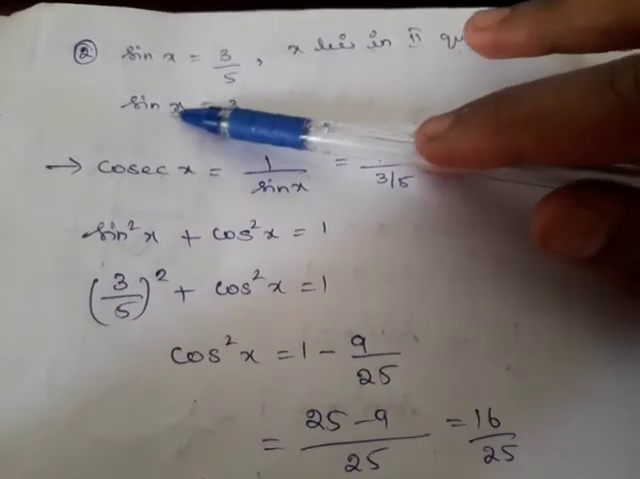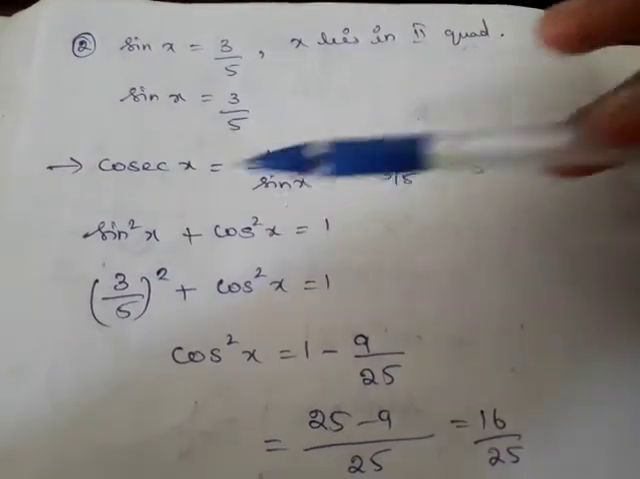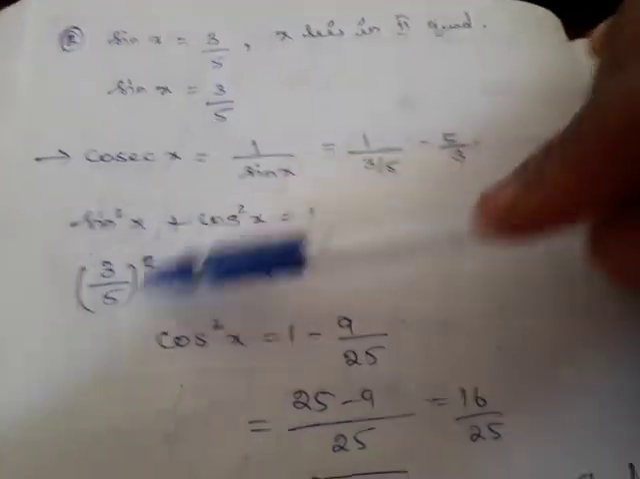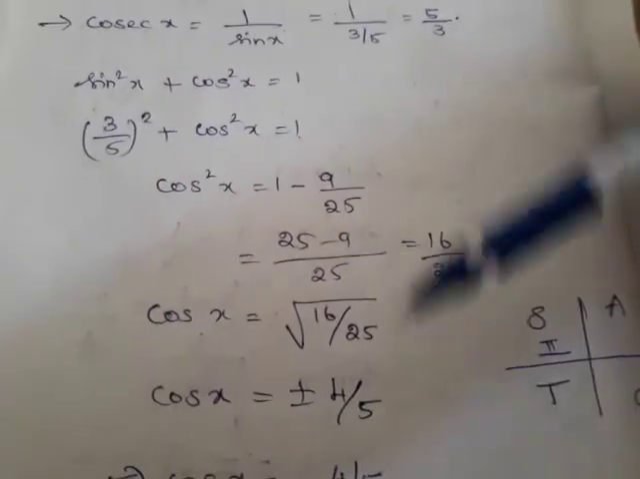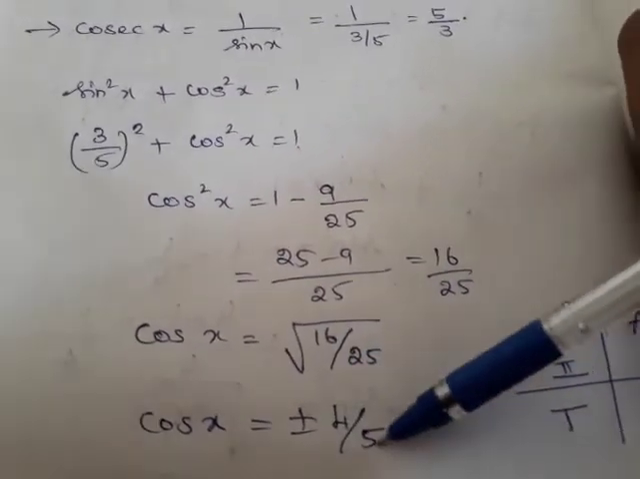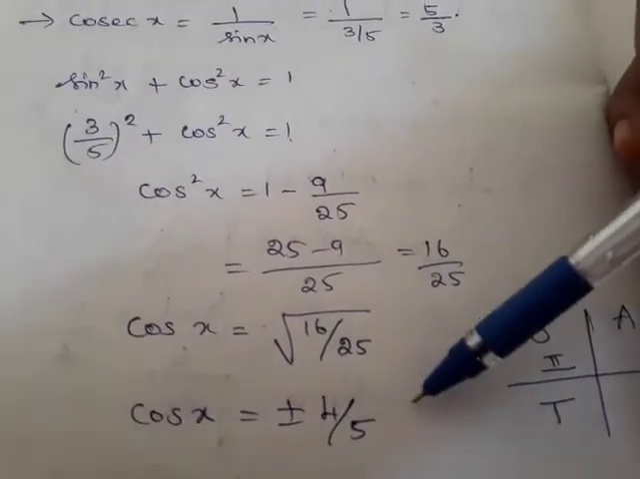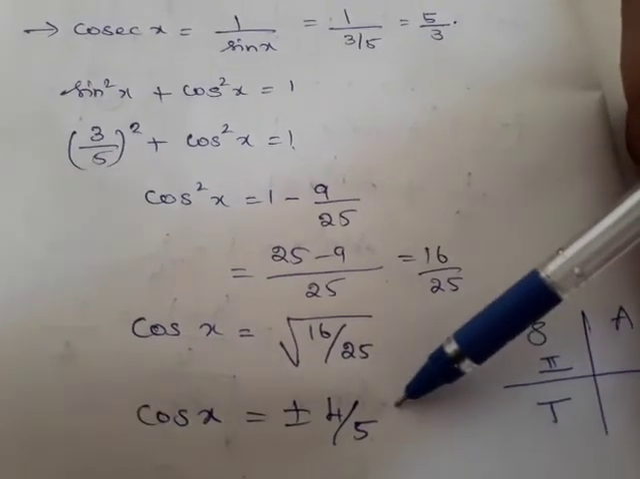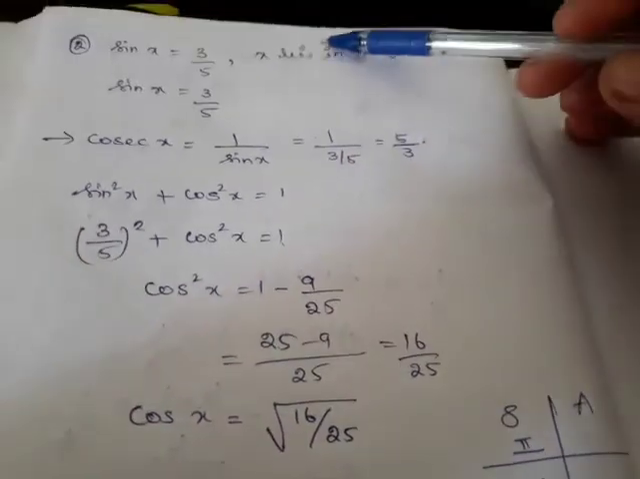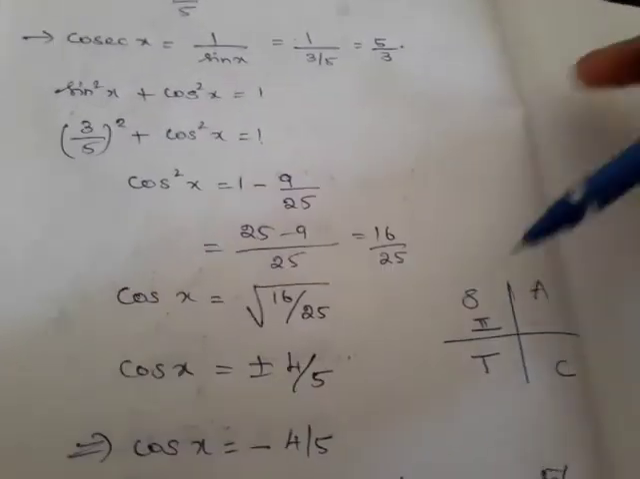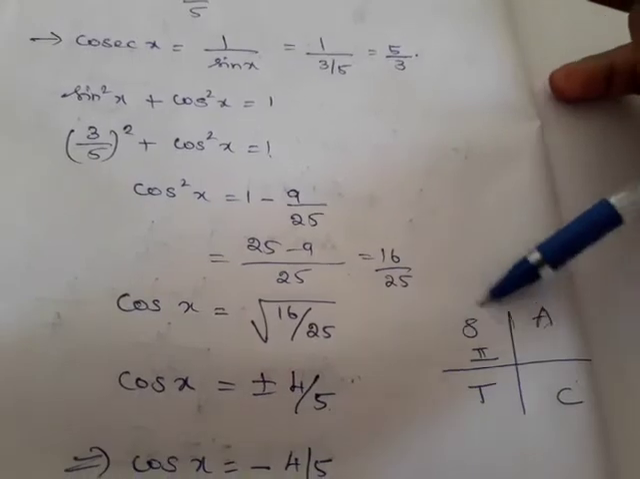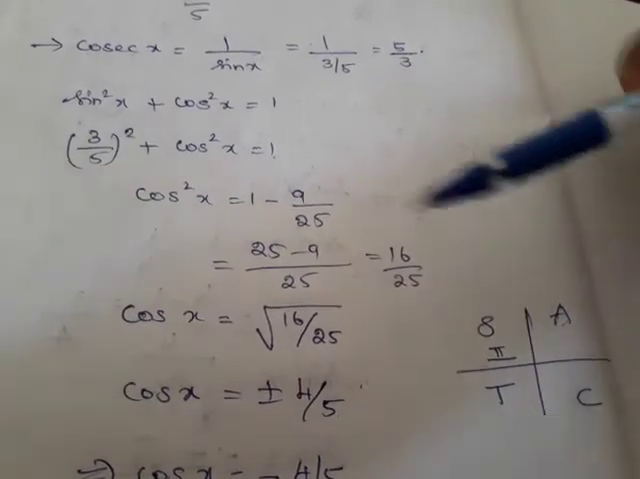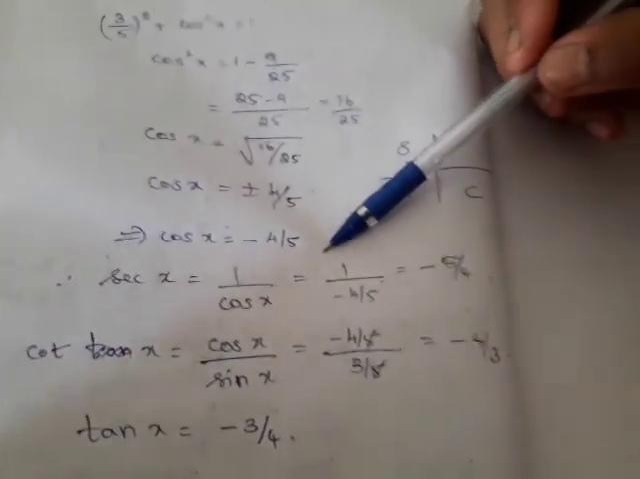Then since you know sin x, use the identity sin square x plus cos square x equals 1. Substitute the value and you can find what is cos square x. We obtained the value as plus or minus 4 by 5. Now here is a stage where we need to decide the sign of the cos function. In that case only they have given x lies in the second quadrant. So All Silver Teacups. So in the second quadrant only sin and its reciprocal is positive. So cos will become negative. Therefore cos x is minus 4 by 5.